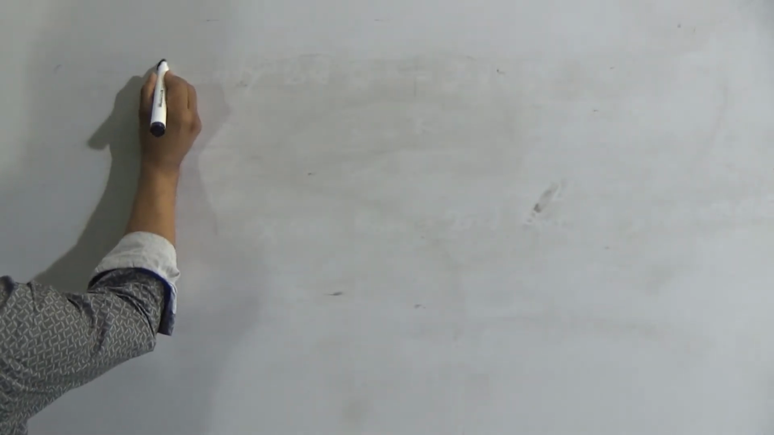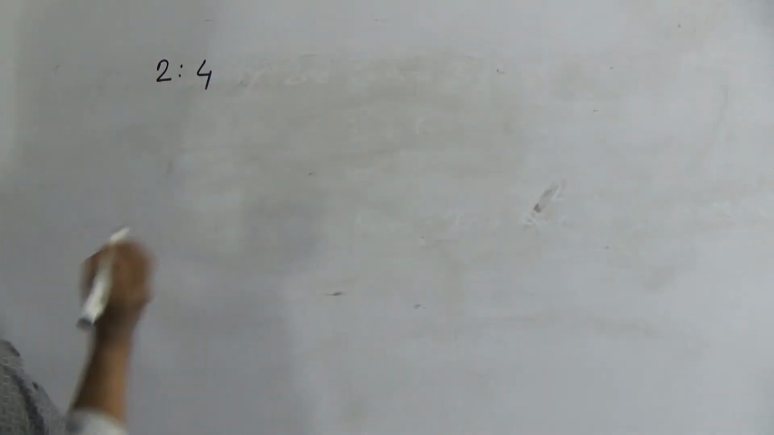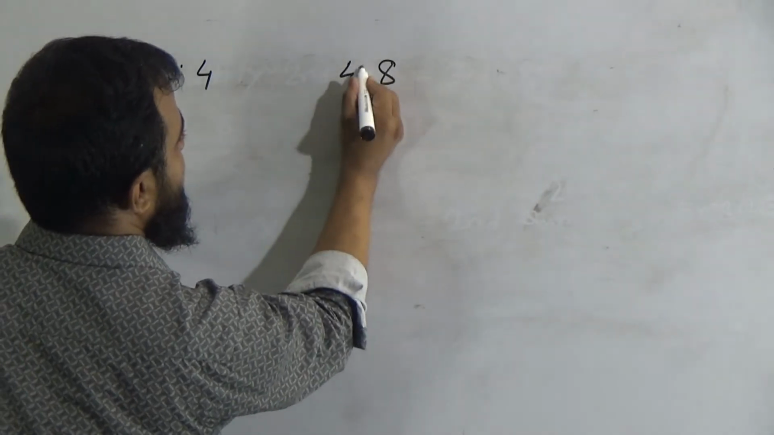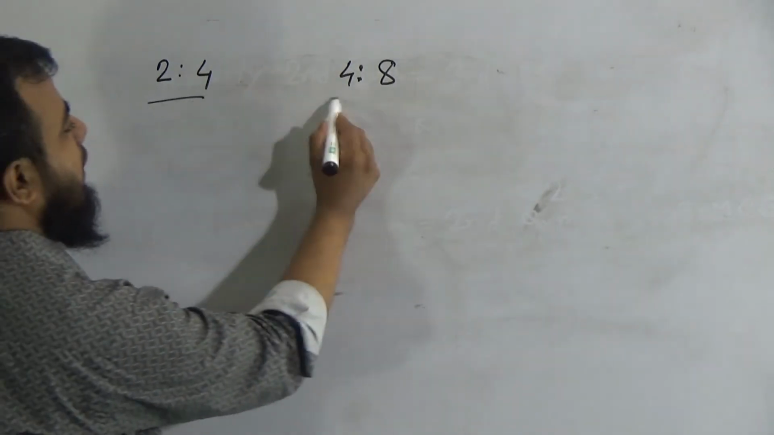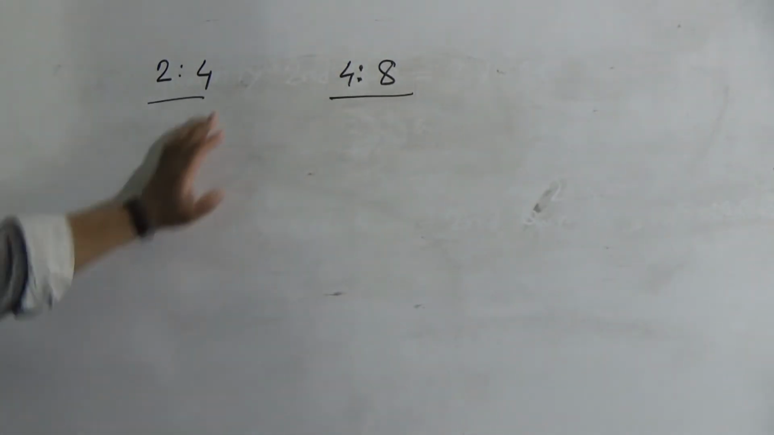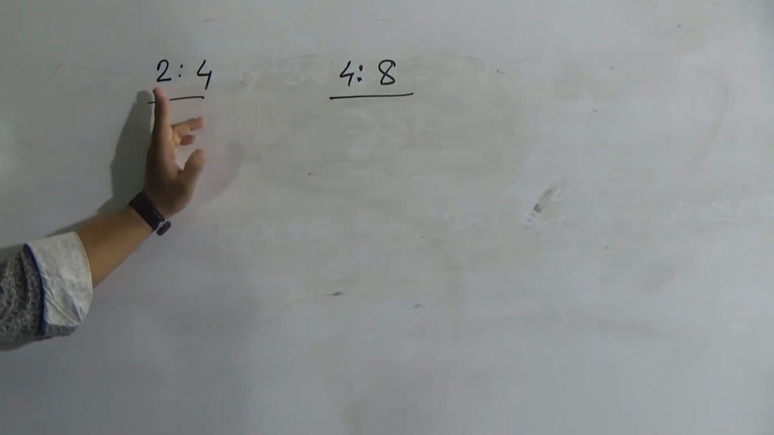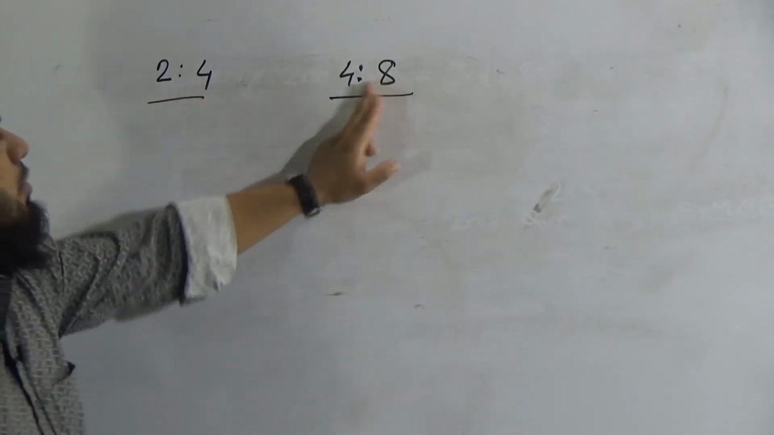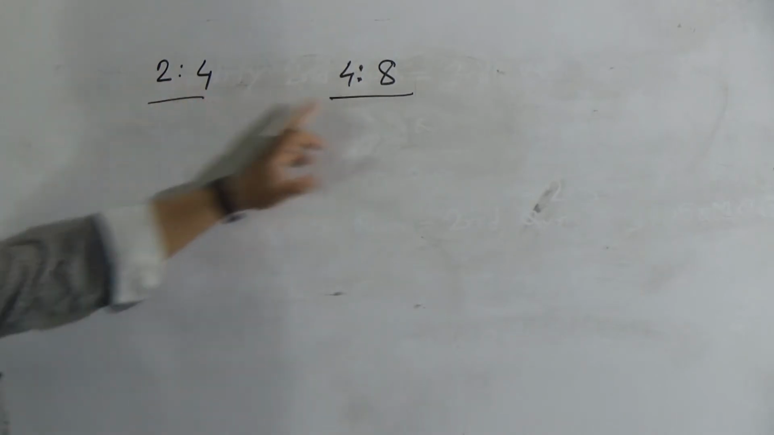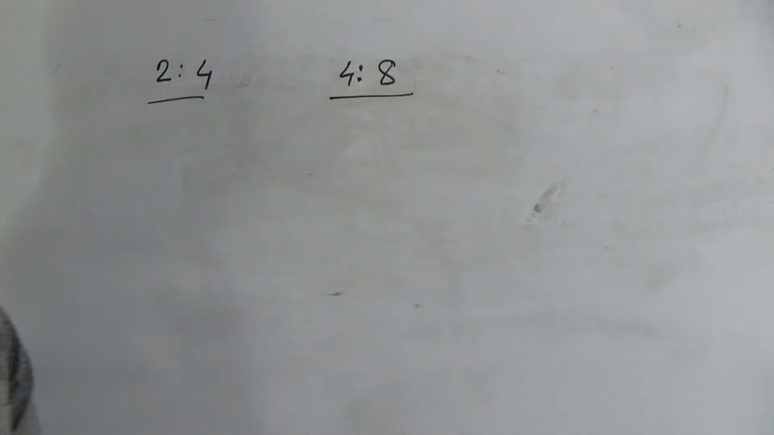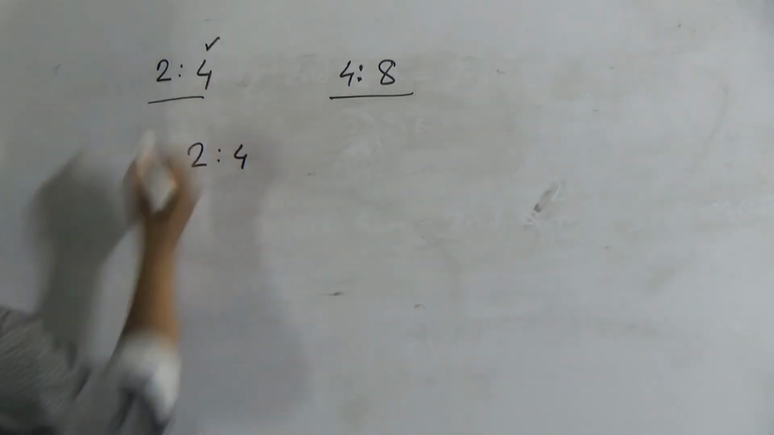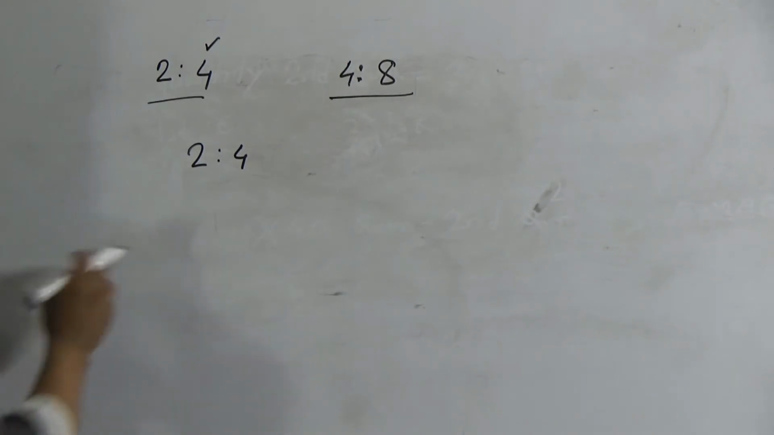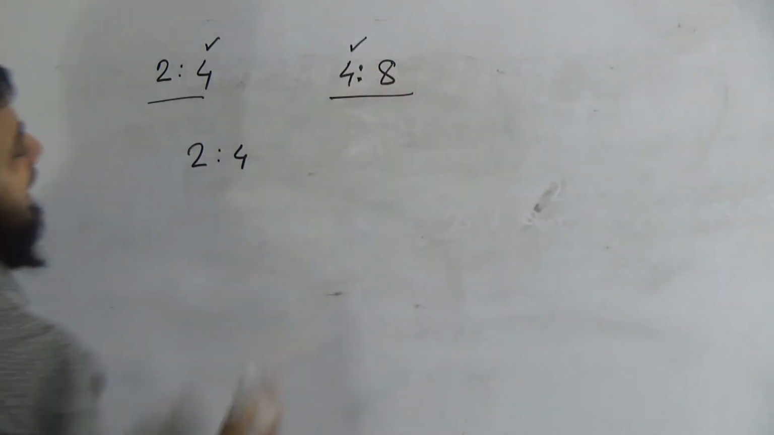Look, suppose there are 2 ratios. It's 2 is to 4 and 4 is to 8. For both of the ratios, the subsequent is double the antecedent. 4 is double 2, 8 is double 4. That means subsequent is double the antecedent. Here also the subsequent is double the antecedent. That means we can write this 2 is to 4. This first ratio's subsequent and second ratio's antecedent are similar.